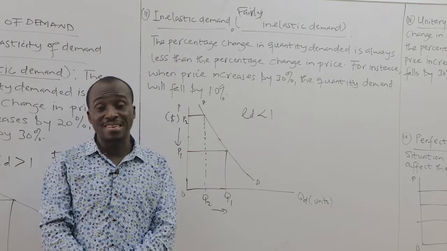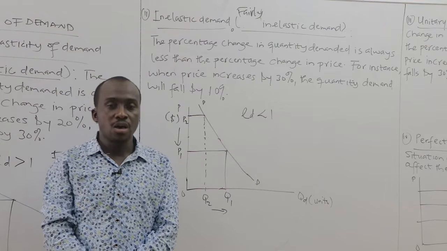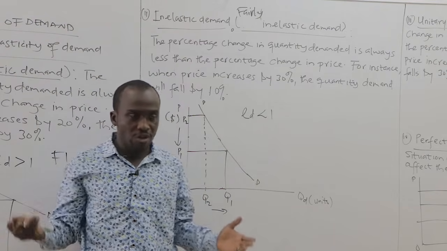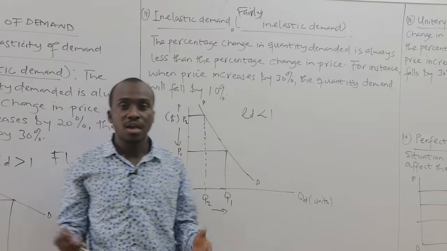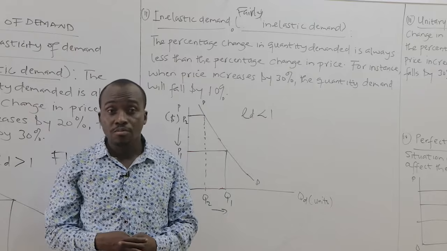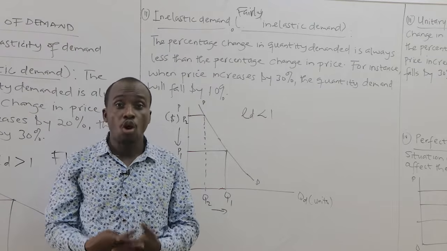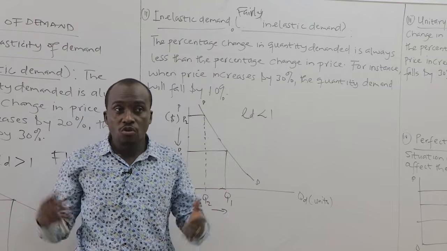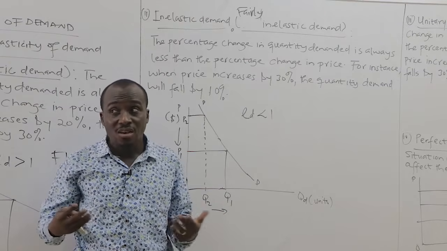Why? For instance, maybe the good is a necessity. Maybe you are renting a room here in Accra, where people rent a 2-bedroom for 500 Ghana cedis a month. If next month the landlord says he wants to increase it from 500 to 700, what will you do? You have no option but to still buy it. So your demand for that product is not sensitive to price.